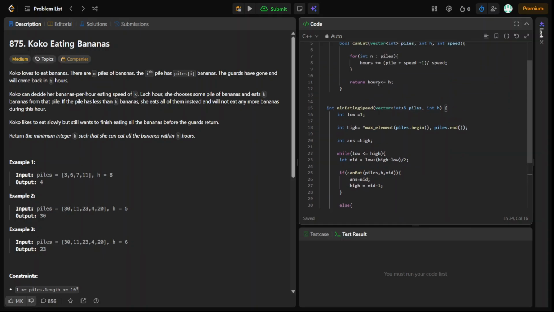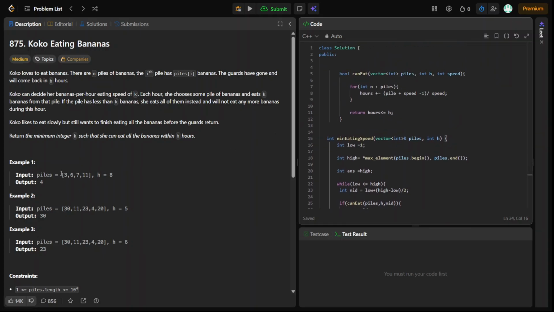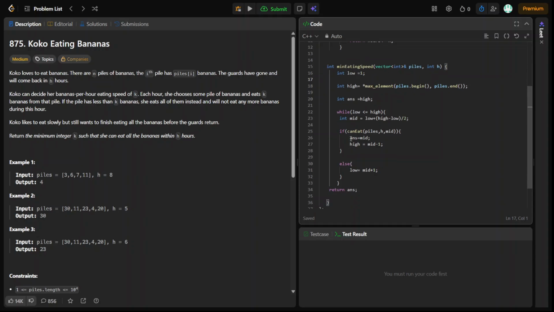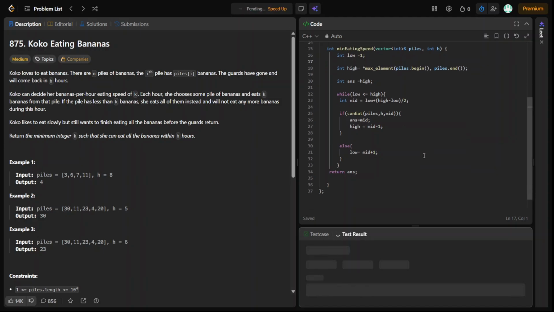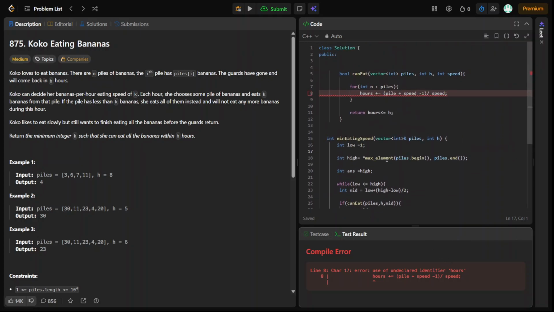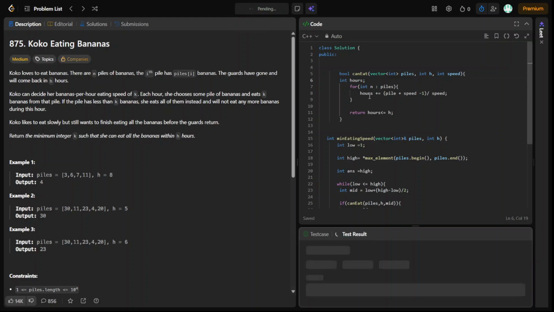But just, we use a helper function to calculate the total number of hours, and we compared it to the target hours, and then we use the simple binary search architecture. So if we try to run it, it should run correctly. We can check it. We did not define the variable hours, so now it should work, right? Hours equals 0. Yep.